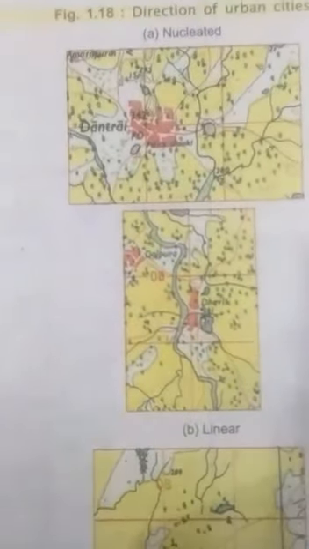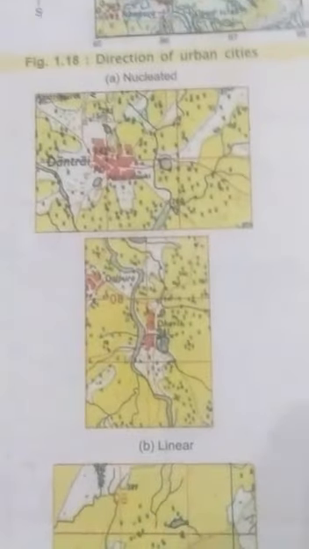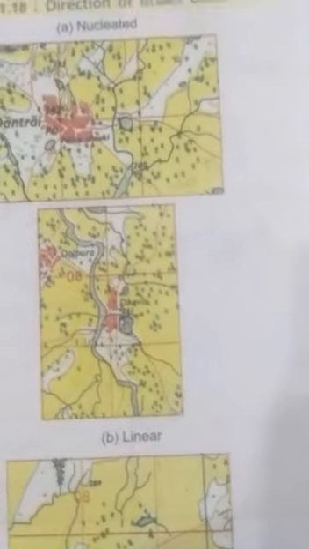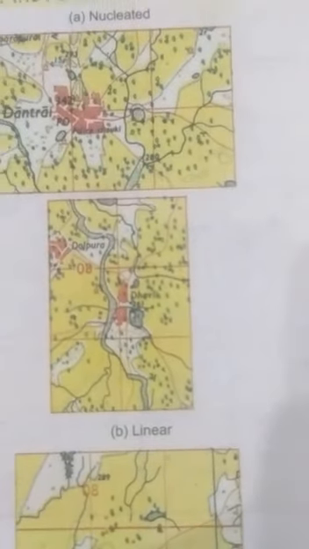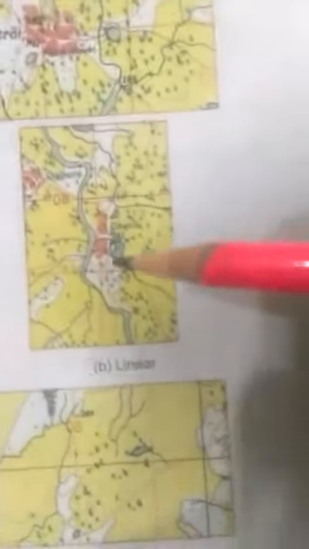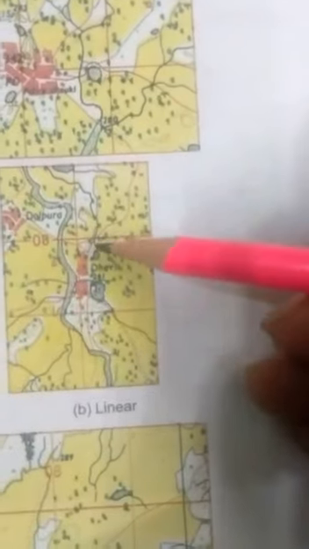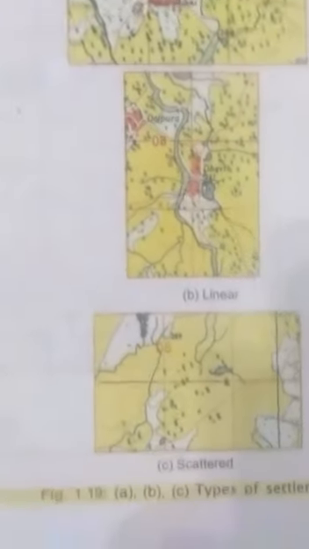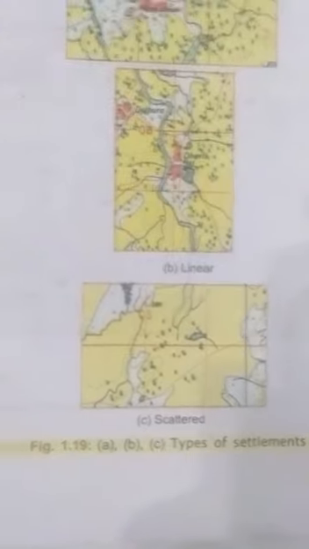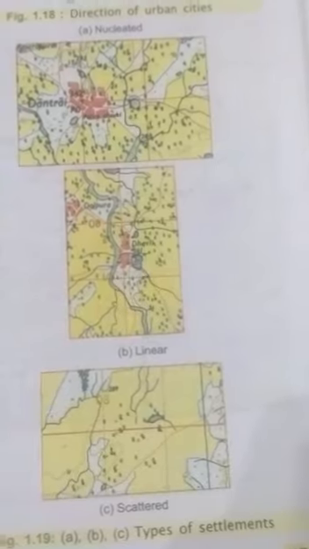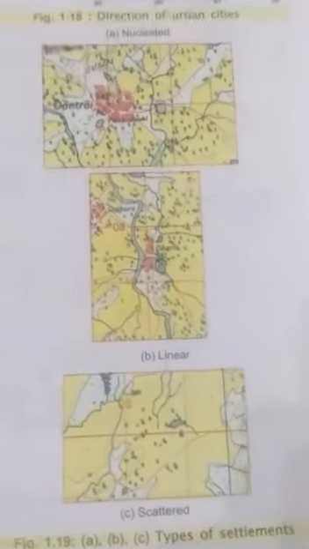Next is linear settlement. These are the settlements which usually develop on either side of a main road with a view to provide services like hotels, shops, etc. You see, such a pattern of settlement is called a linear pattern. Thereafter, the last one, that is scattered settlement pattern. What is it? In these, the permanent huts and hutments are isolated or scattered.